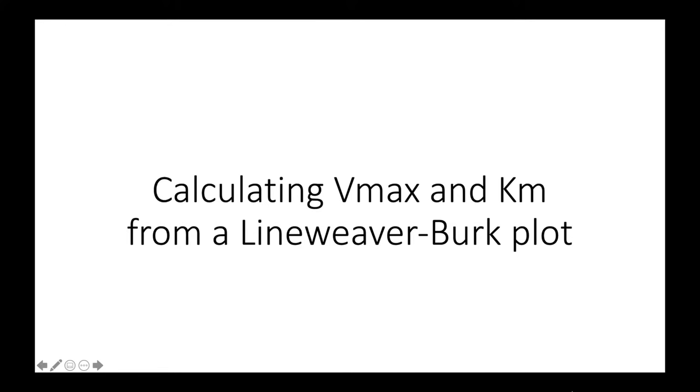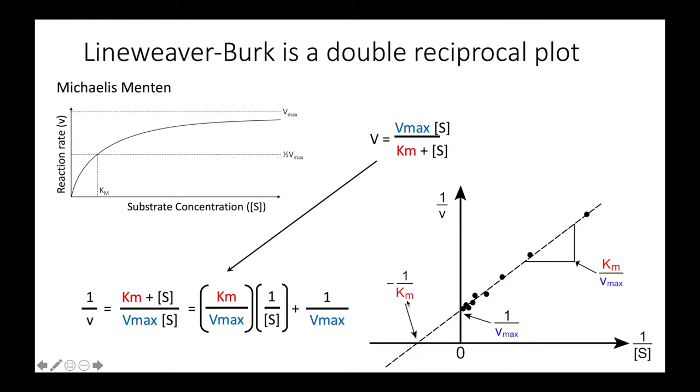In this video, we'll be looking at how we can use the Lineweaver-Burk plot to calculate the maximum velocity and Km from an enzyme experiment. The Lineweaver-Burk is basically a double reciprocal plot of the Michaelis-Menten plot. If you look at the Michaelis-Menten plot here in the top left, we can see that we're plotting the substrate concentration on the x-axis against the reaction rate or the velocity on the y-axis.